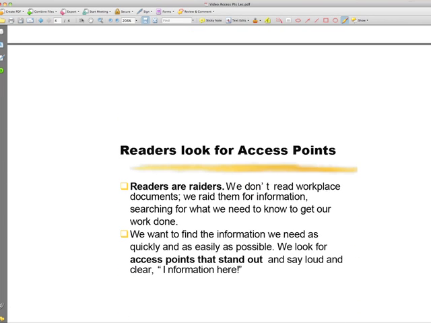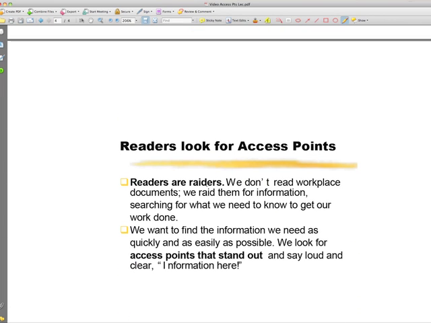On to the access points themselves. I got this phrase, readers or raters, from a student in an EMBA class. I mean, we don't read workplace documents. We rate them for information. We search for what we need to know to get our work done. And we want to find the information we need as quickly and as easily as possible.